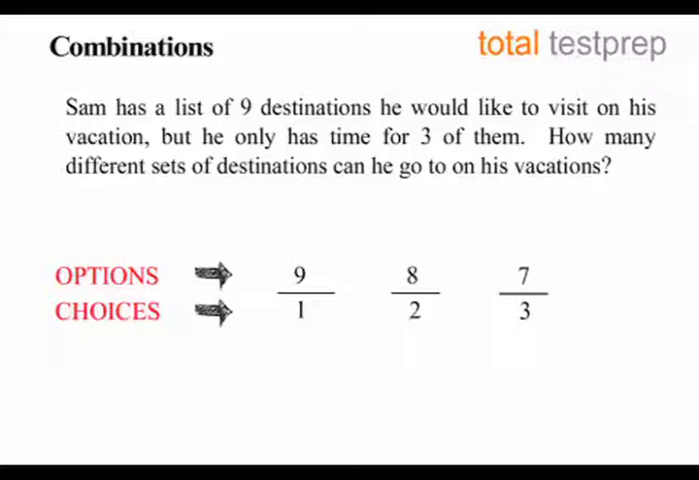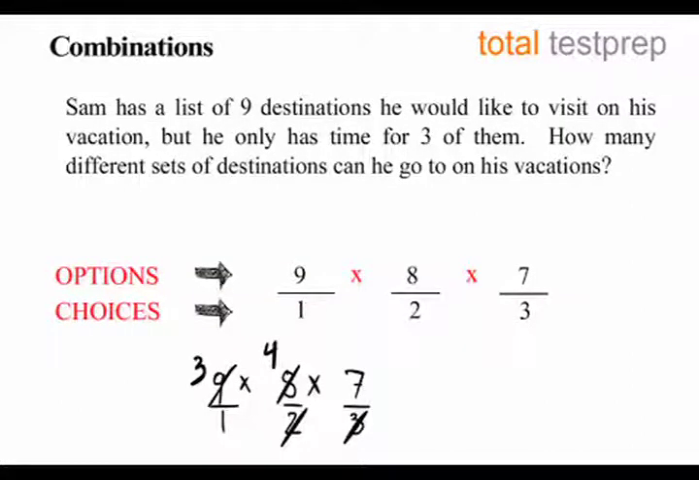Because this is a combination question, it doesn't matter where he goes first and second or third. What we're asking for is sets. How many different sets of destinations, not permutations. Not how many different trips are there where it matters where you go first and where you go second, but how many different sets there are. This is a combination question, so we're going to multiply these as if they were fractions. So we have 9 over 1 times 8 over 2 times 7 over 3. We're going to reduce, and that gets us to 84. So Sam has 84 different sets of destinations he can go to on his vacation if he has 9 destinations to begin with, but only time to visit 3 of them.